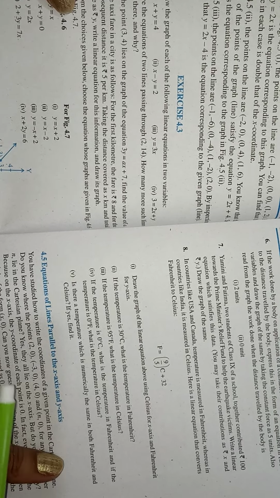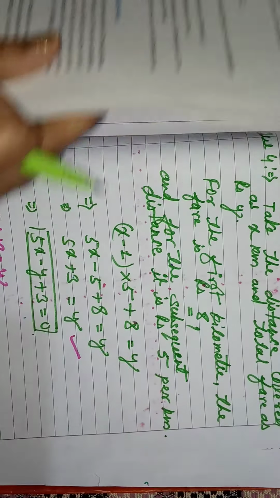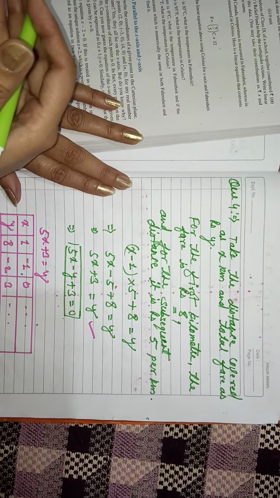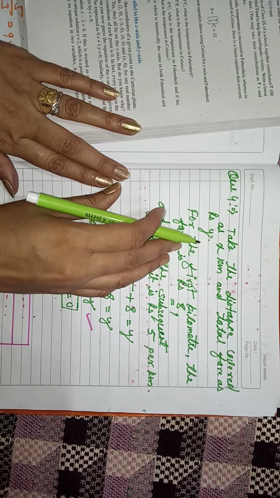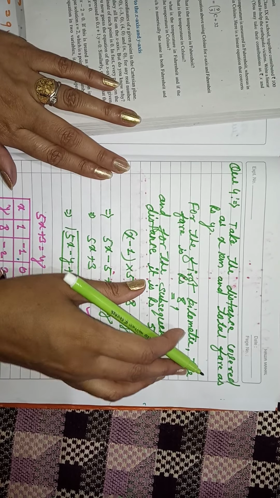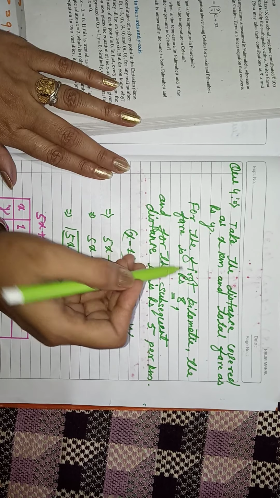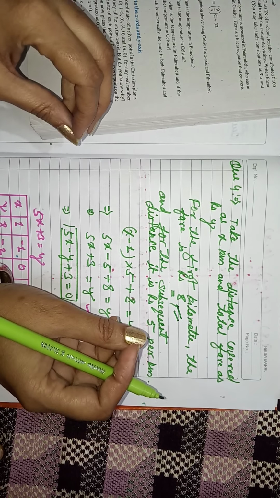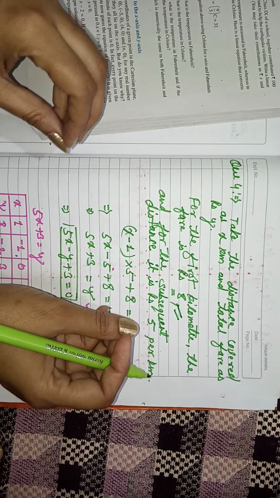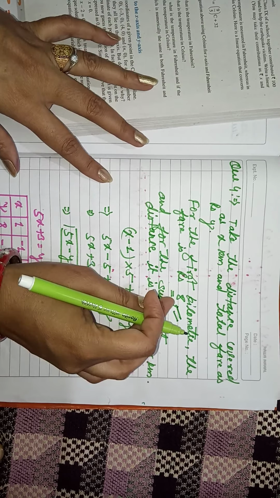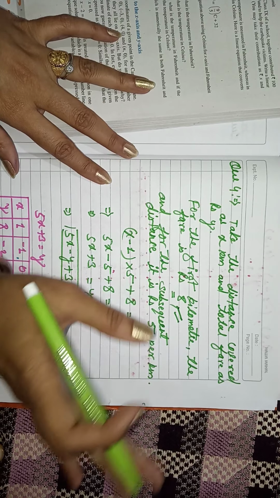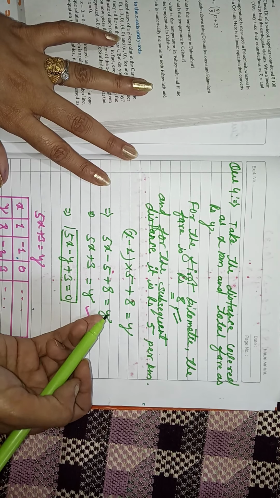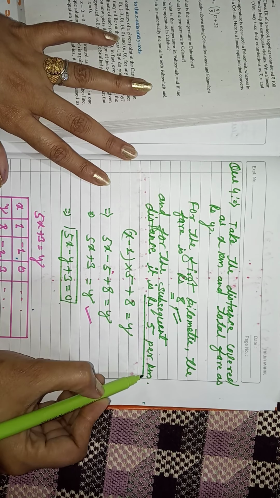Okay, so based on the question, I am taking the distance covered as x kilometer, as already given in your book, and the total fare as rupees y. It is given that for the first kilometer the fare is rupees 8. That means if anybody goes 1 kilometer, the fare is equal to rupees 8. And for the subsequent distance, that means after that 1 kilometer, it is rupees 5 per kilometer.